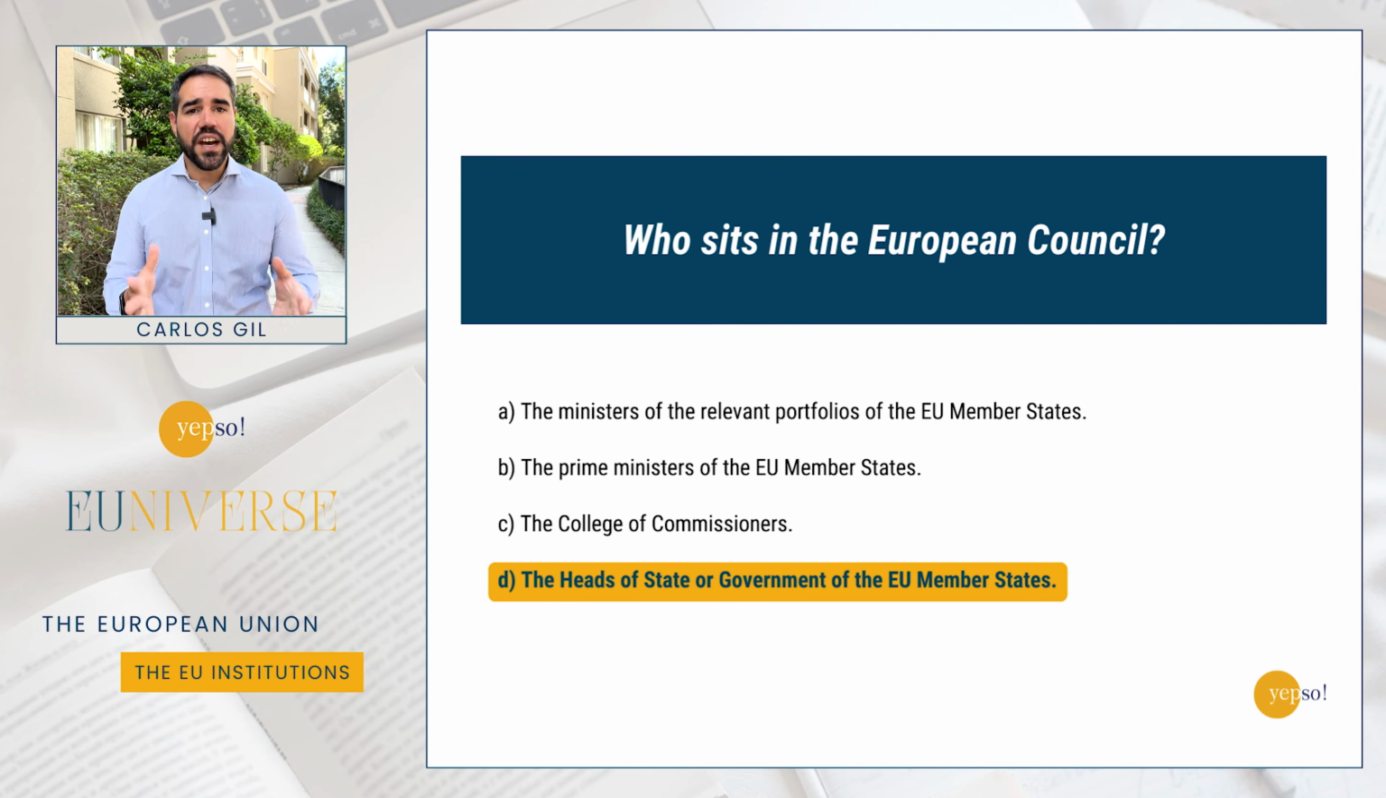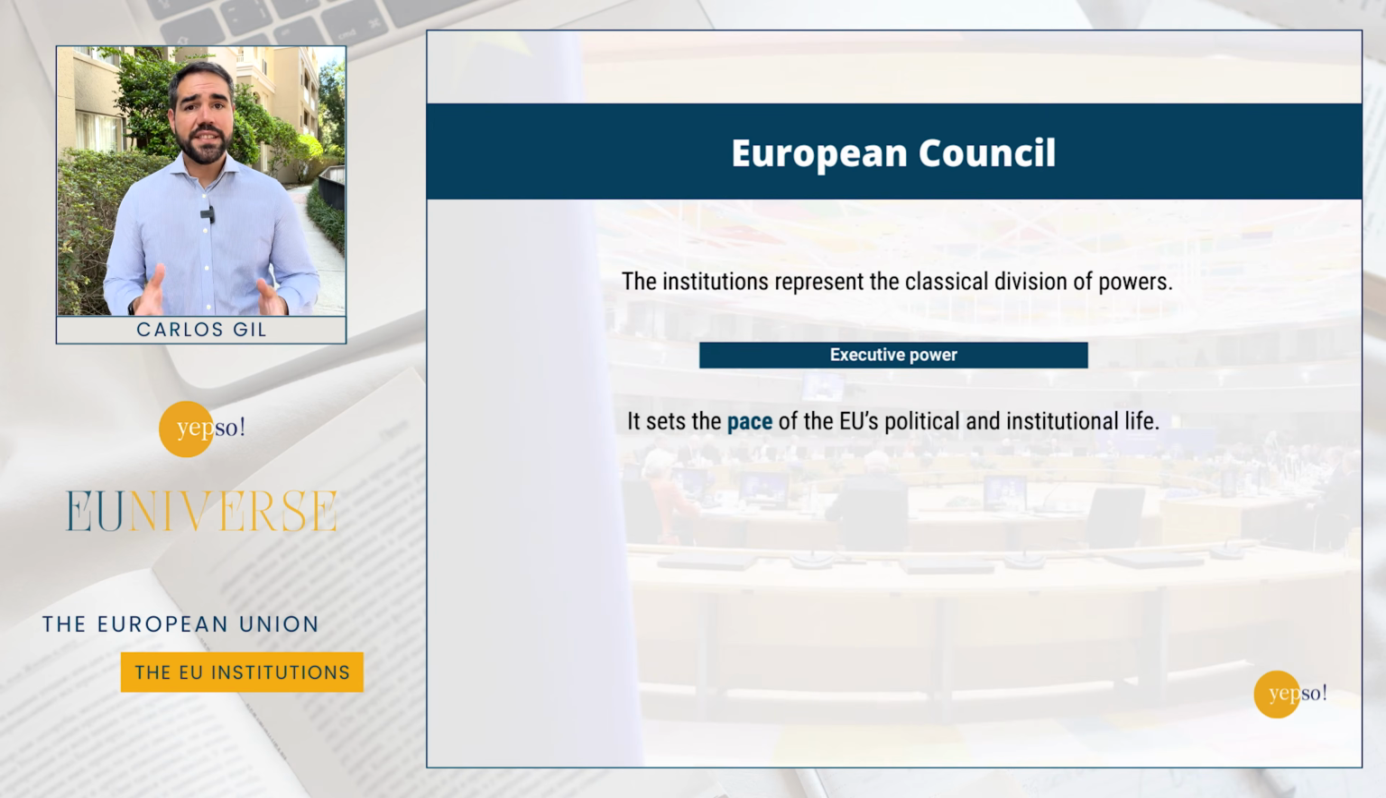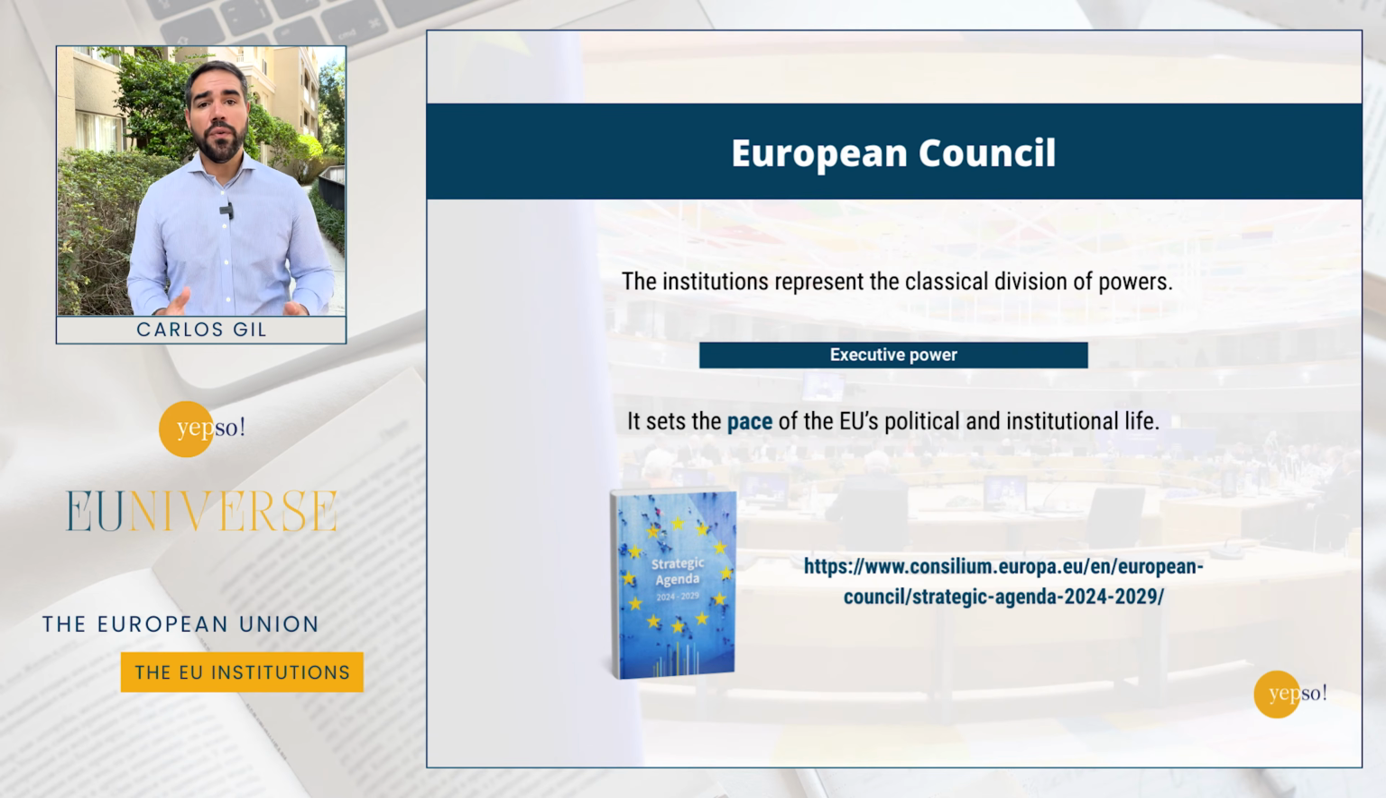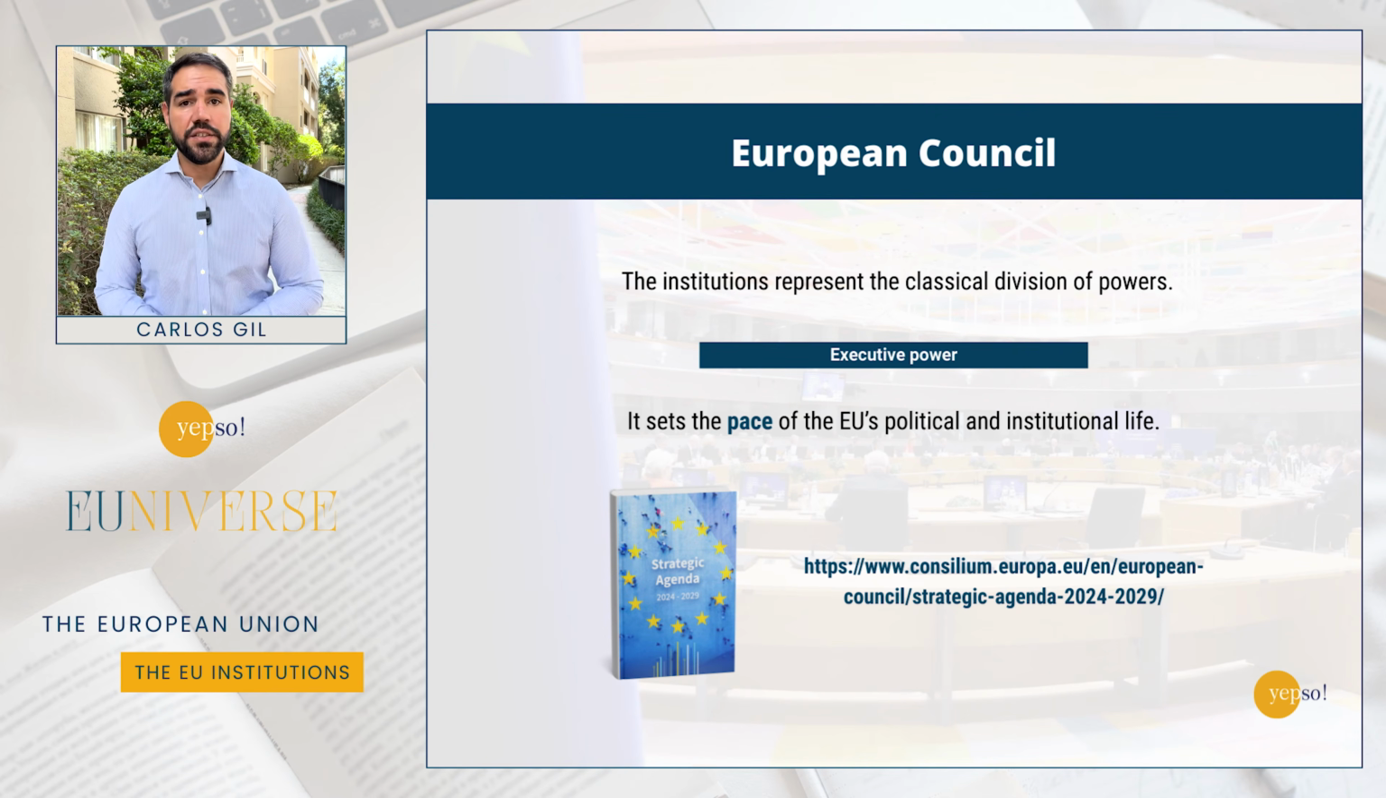As I hinted a few minutes ago, it is a highly important intergovernmental body. Through its meetings, the heads of state and government discuss the EU's most sensitive issues and take fundamental decisions for the Union's future. A clear example of how its activity shapes the course of the European institutions is that every 5 years it publishes the EU's strategic priorities.